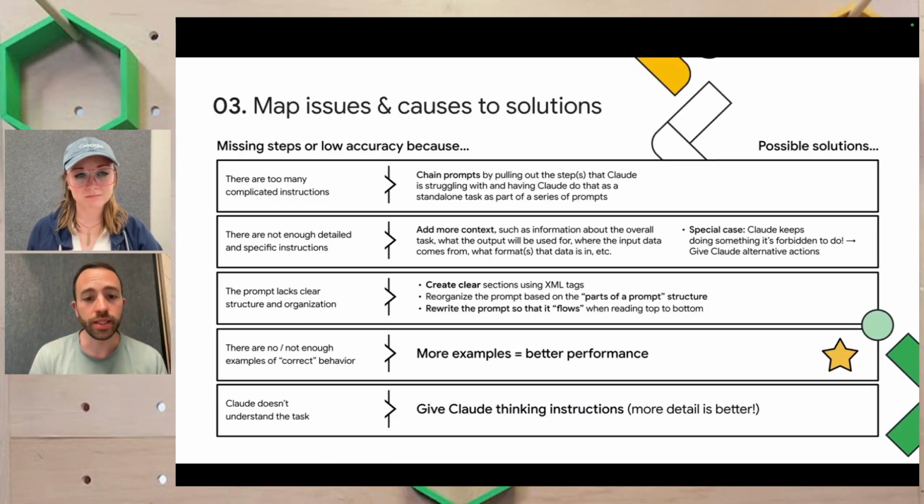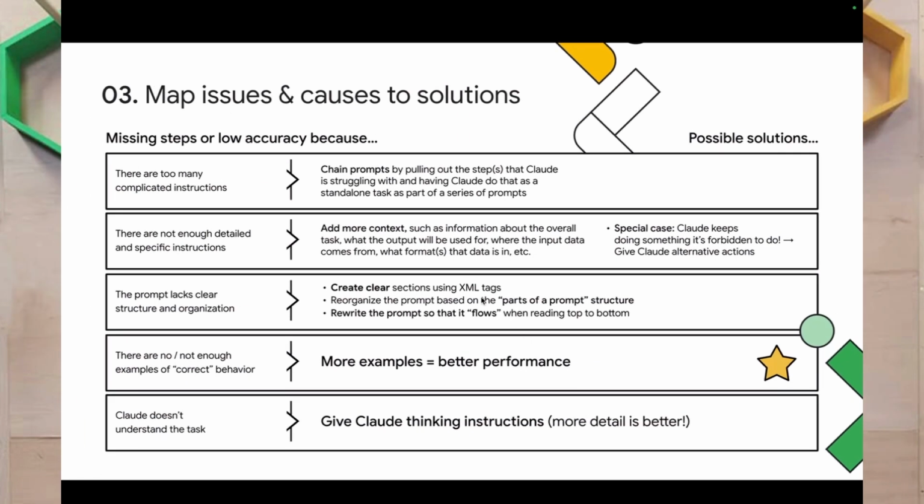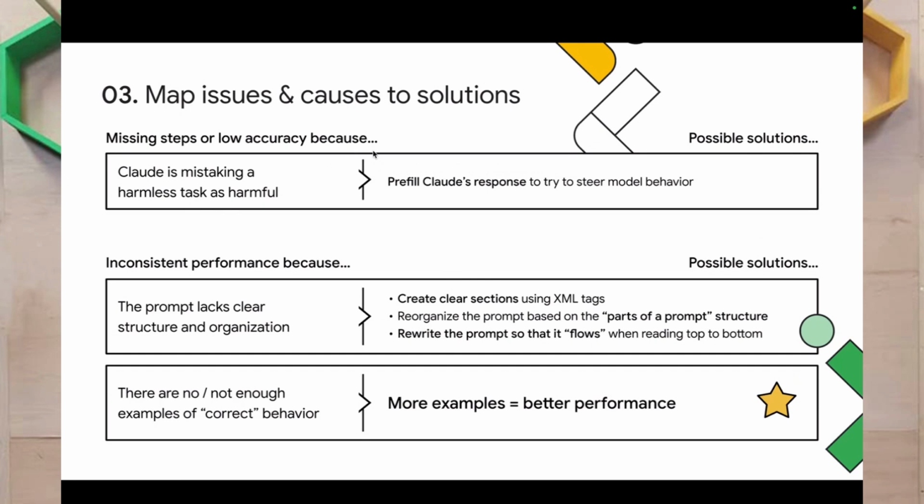There are many different reasons why things can get better: Claude doesn't understand, there are not enough examples, the prompt lacks structure, and so on. Many different issues, many different solutions that you can look into. We have a lot of all this good stuff in the course that I'm going to share, so I'll go through this relatively quickly. Like we mentioned, pre-filling responses, more examples are better. If the prompt lacks clear structure, create those sections with XML tags.